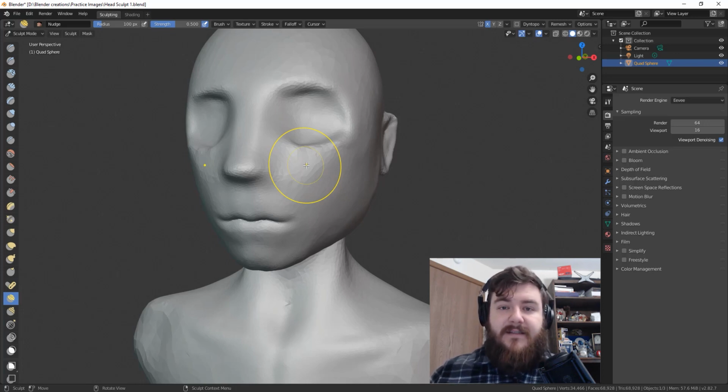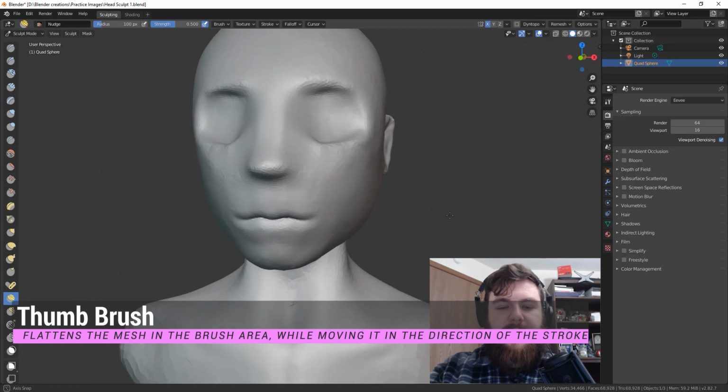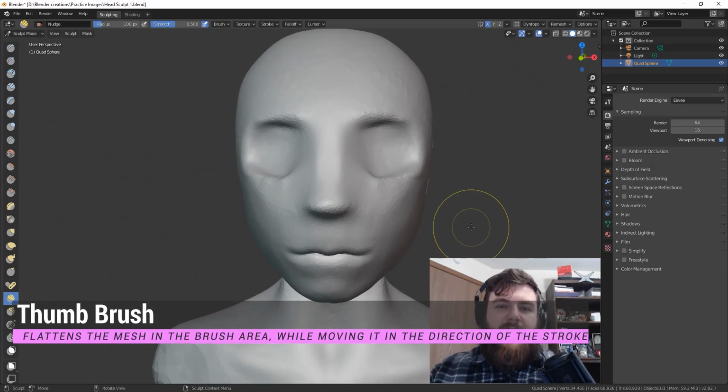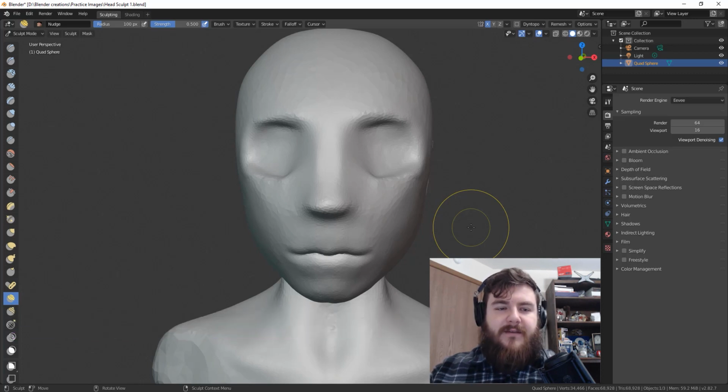So that said, let's talk about the thumb brush, because the thumb brush is something that I have used a little bit more than the nudge brush. So what I want you to think about with this brush is Play-Doh. If you had Play-Doh growing up and you would squeeze Play-Doh between your fingers and press your thumb in the side, the effect that you got was a flattening effect in the center of the Play-Doh where you were pressing your thumbs in and then Play-Doh moving away from the direction that you're pushing. So essentially, the thumb brush tries to mimic that.